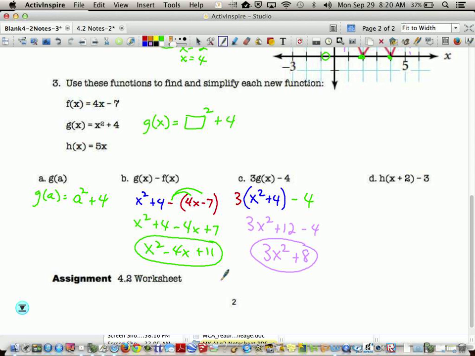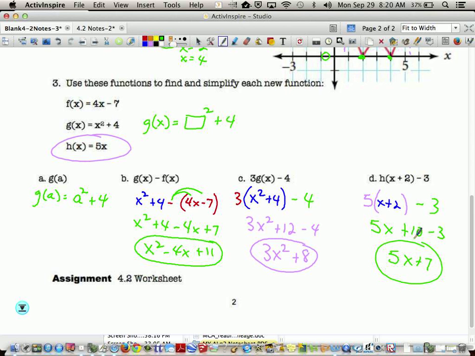So you find function h, which is h of x equals 5x minus 3. So they want you to put the 5, and instead of x, we put that x plus 2, and we finish with the minus 3. So 5 times x, 5 times 2, minus 3. So I end up with 5x plus 7. Any questions on those last two problems?